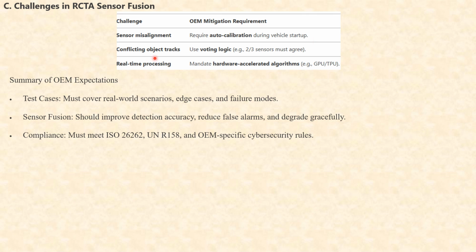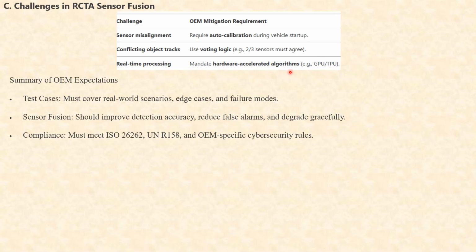Next is conflicting object tracks. Use voting logic. Example, 2 out of 3 sensors must agree. Now, what exactly is this voting logic? That is beyond the scope of this particular training program. But you can understand that when 2 out of 3 sensors are agreeing, that means the exact identification or the exact perception is correct. Next is real-time processing.